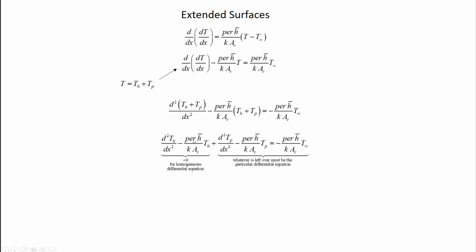So I'm going to set this equal to 0, and then this is whatever is left, right? And that must be the particular differential equation, right? So I just need something that solves this, and then this will be my homogeneous differential equation. So we have, at first glance, made our life twice as hard, because instead of just having to solve one differential equation, now I've got to solve two differential equations.